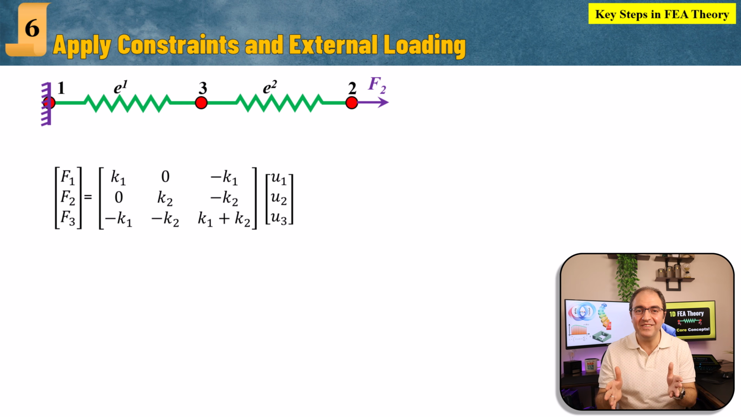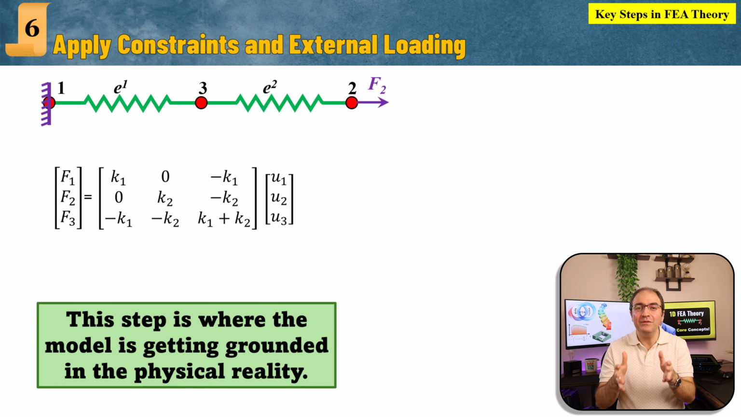Okay, in step 6, let's apply constraints and external loads, known as boundary conditions. This is where the model becomes grounded in physical reality. Let's start with the constraints. In this example, node 1 is fixed. That means its displacement u1 is 0. This constraint removes the possibility of rigid body motion. In other words, we're anchoring the structure so it cannot float freely in space.